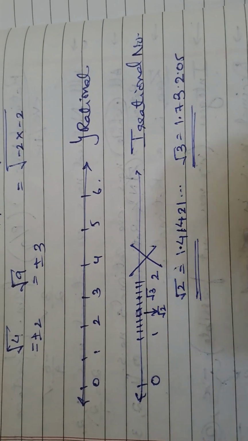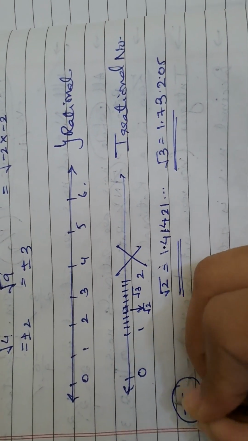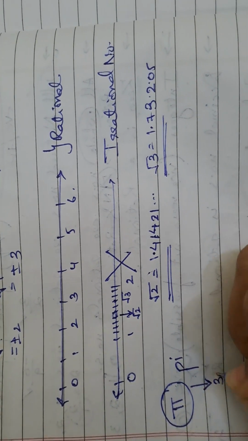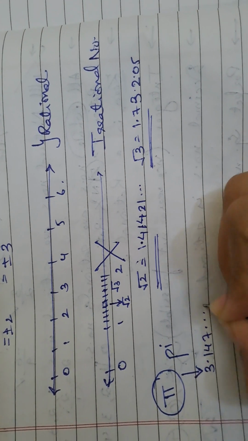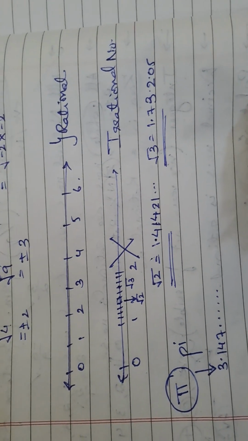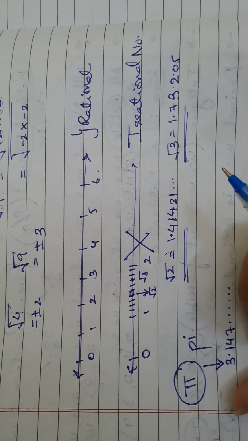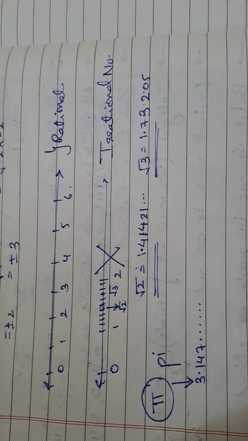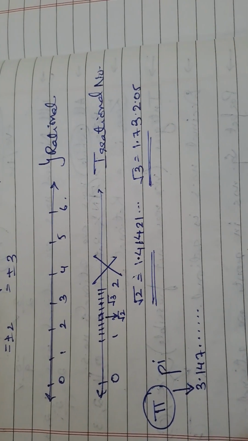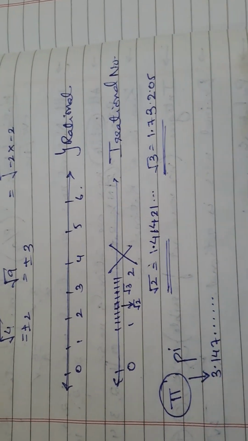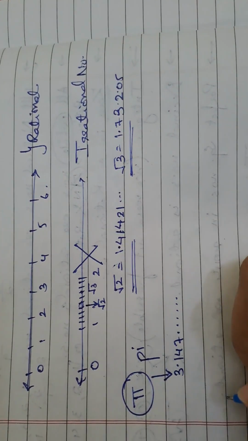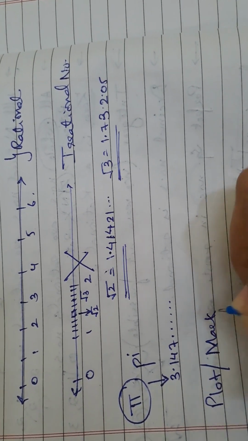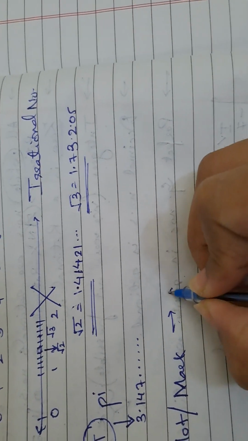Another type of irrational number is pi. Pi is considered to be an irrational number because its value is 3.147 and so on and on. Let's go with the exercise questions, or move to the textbook again. In this particular part we are going to plot, or mark, the irrational numbers.